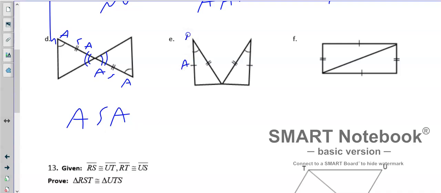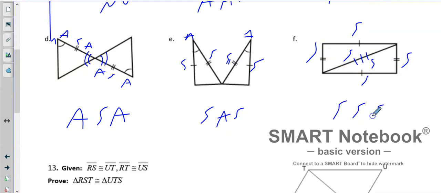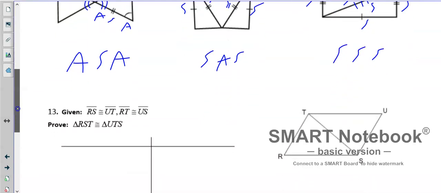Here I have angle, sorry, that is a side, SAS. So that is yes by SAS. Sorry about that, meant to stop it before the bell. And here we should always mark the reflexive side, and that gives us SSS. So yes, by side, side, side.